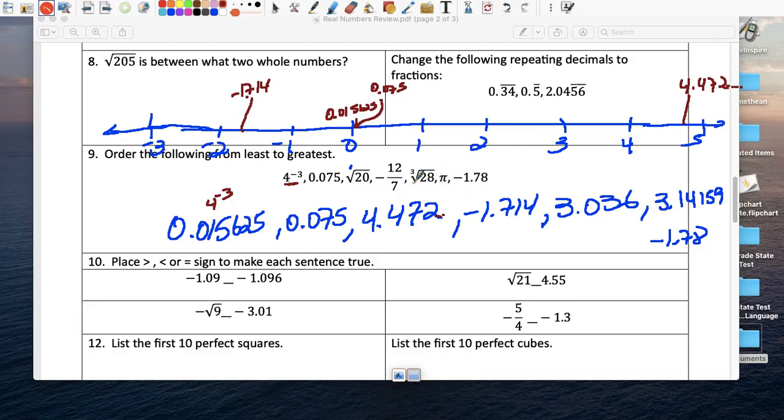3.036, which is the cube root of 28. So it's 3 and it's very close to 3. So 3.036 dot dot dot. 3.14, 3.1415 now, which is pi. Well, it's not less than that, so I'll put it right over here. So that's pi. And then negative 1.78, right, which is this guy right here. This was negative 1.71, so negative 1.78 is a little bit to the left of that.